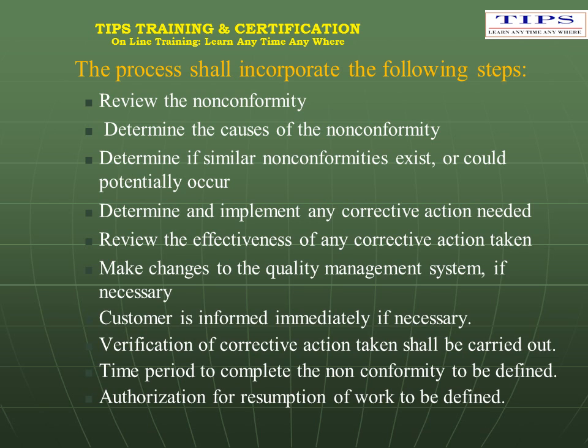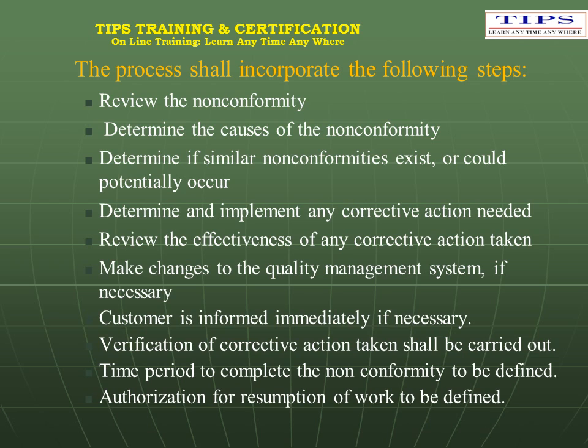Determine if similar non-conformities exist or could potentially occur. Determine and implement any corrective action needed. Review the effectiveness of any corrective action taken. Make changes to the quality management system if necessary. The customer is informed immediately if necessary. Suppose there is a major non-conformity, then it is very important for the lab to inform the customer.